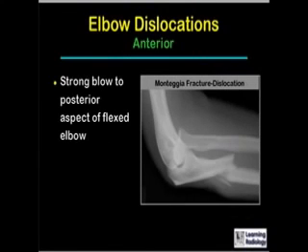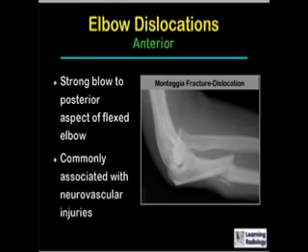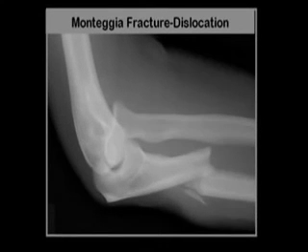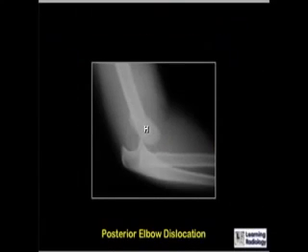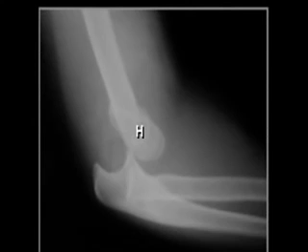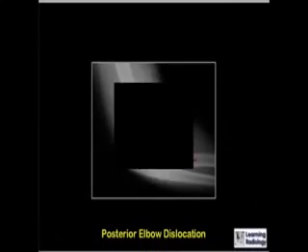They result usually because of a strong blow to the posterior aspect of a flexed elbow, and they are commonly associated with neurovascular injuries. This is an example of a combination fracture dislocation, a fracture of the ulna with shortening and dislocation of the radial head, which is called a Monteggia fracture dislocation. Here's another example in which the radius and ulna are dislocated posteriorly relative to the distal humerus, labeled H.